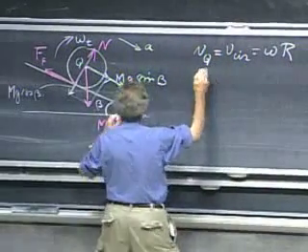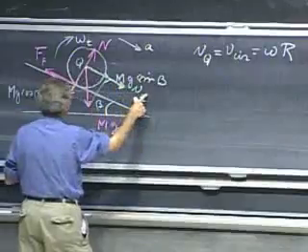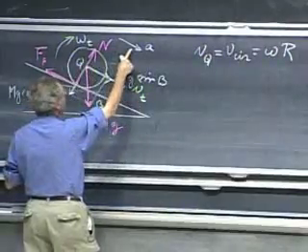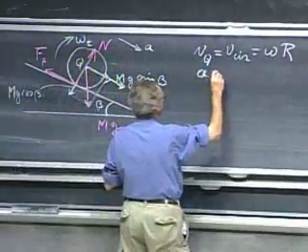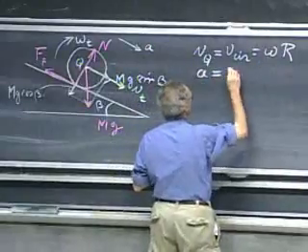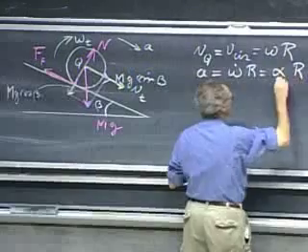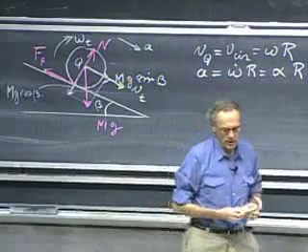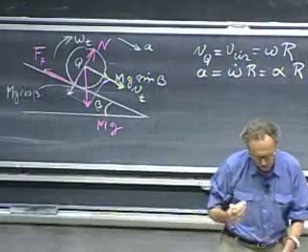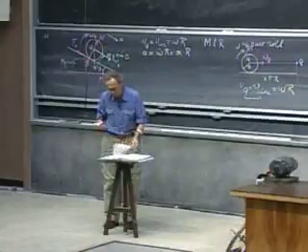I take the time derivative. The derivative of the velocity of that point Q is per definition its acceleration. So I get a equals omega dot times r, and that equals alpha r, alpha being the angular acceleration. So this is the condition for pure roll.